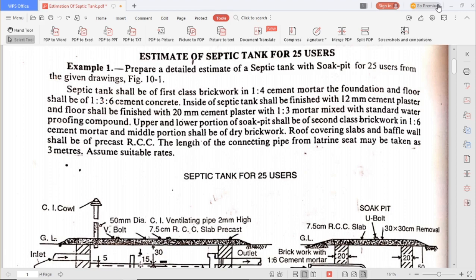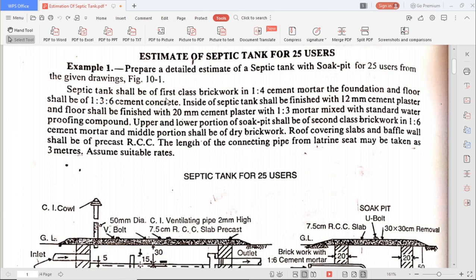Okay, here we will see how to estimate a septic tank. So we have an example: prepare a detailed estimate of a septic tank with soak pit for 25 users from the given drawing. In examination, a septic tank without soak pit can also be asked. Okay, the specifications are as below.